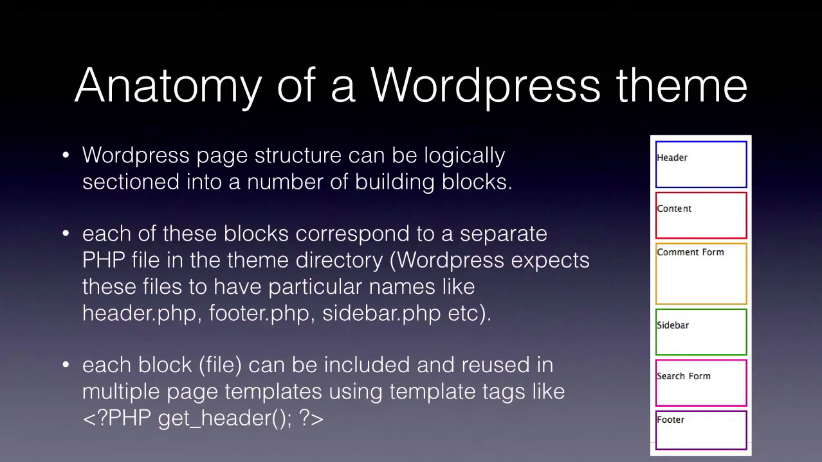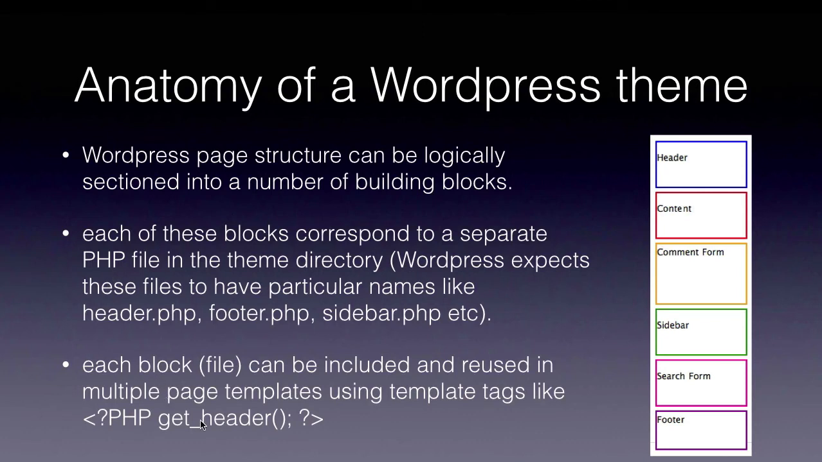When we look at the logical page structure of a WordPress template, the page structure can logically be sectioned into a number of blocks. Each of these blocks corresponds to a separate PHP file in the theme directory. I've got a note here that WordPress expects these files to have particular names, like header.php, footer.php, sidebar.php, etc. I'll explain why that needs to be the case in a moment. Each block or file can be included and reused in multiple page templates using template tags like get header, for example.